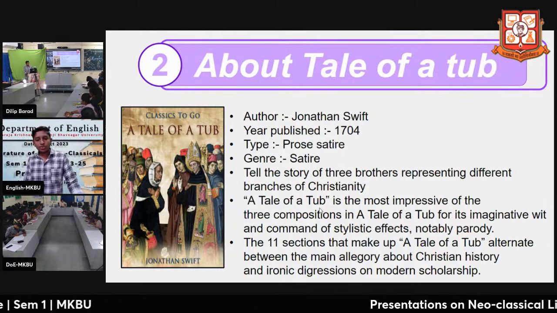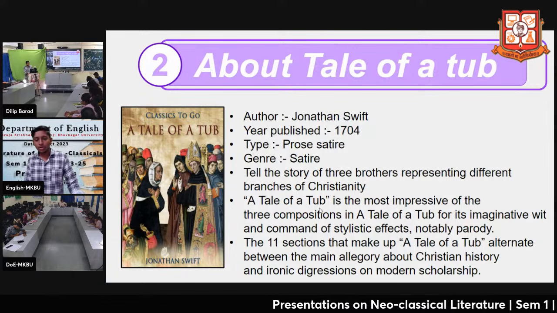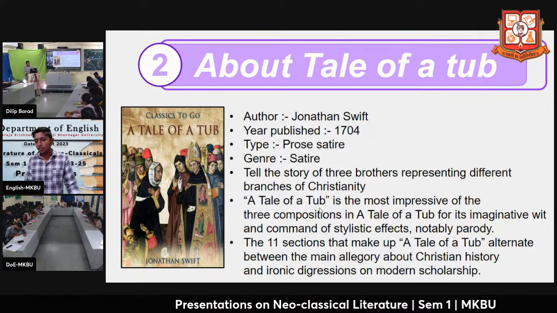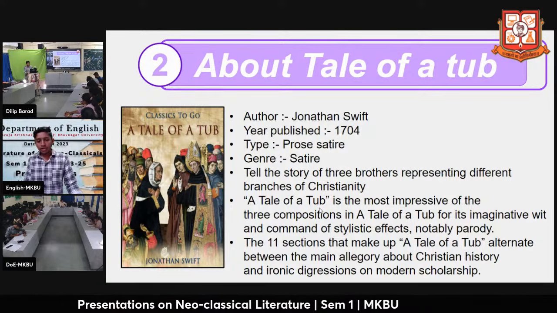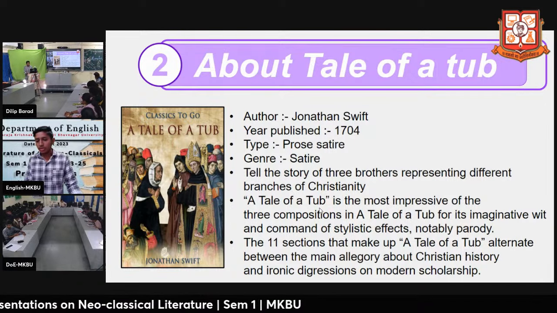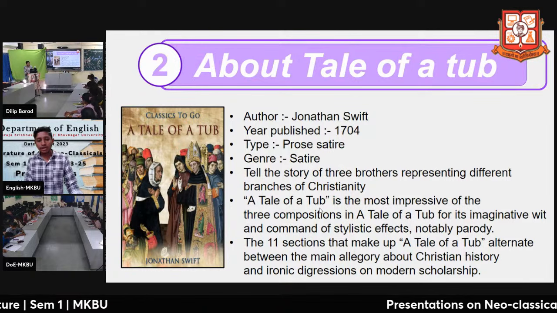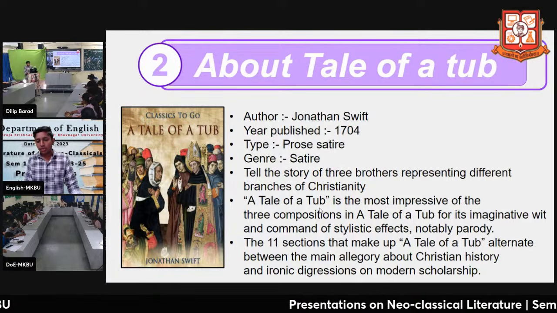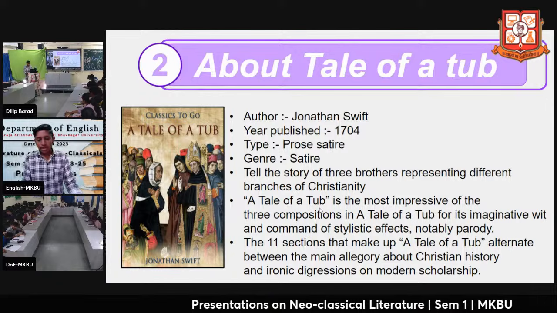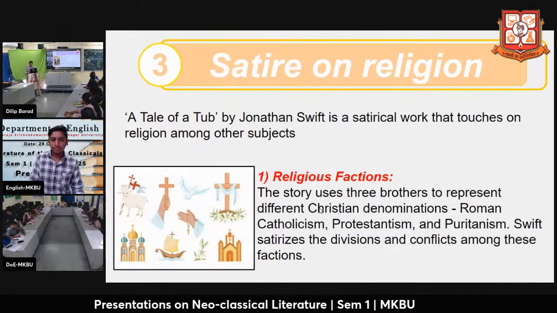A Tale of a Tub is the most impressive of the three compositions in the volume for its imitative wit and command of stylistic effect, notably irony. The 11 sections that make up A Tale of a Tub alternate between the main allegory about Christian history and ironic digressions on modern scholarship.